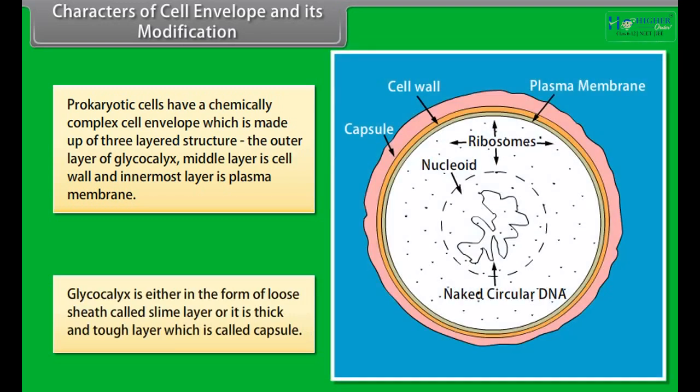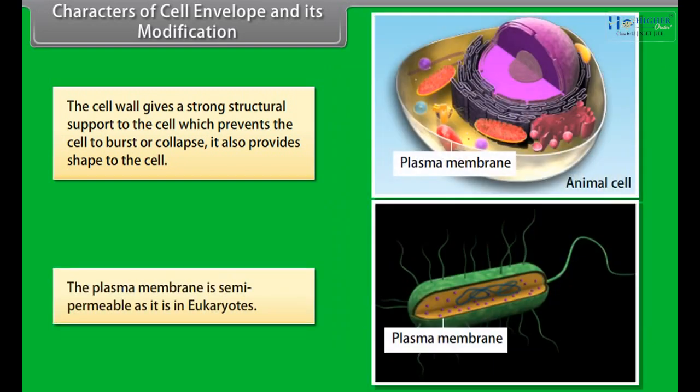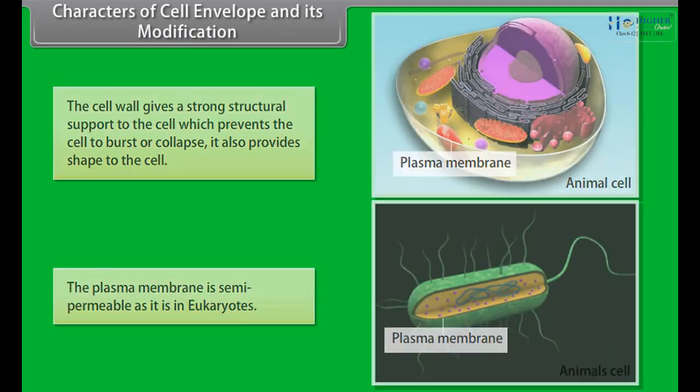Glycocalyx is either in the form of loose sheath called slime layer, or it is thick and tough layer which is called capsule. The cell wall gives a strong structural support to the cell, which prevents the cell to burst or collapse. It also provides shape to the cell. The plasma membrane is semi-permeable as it is in eukaryotes.